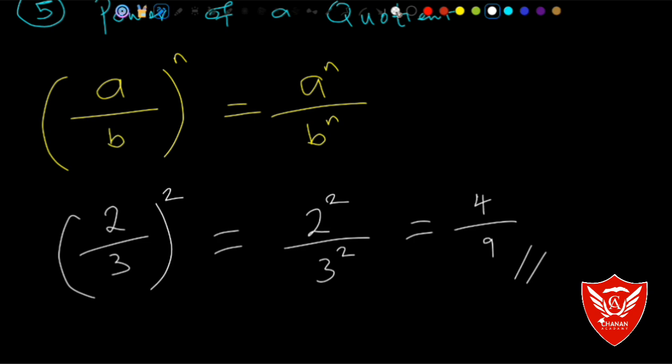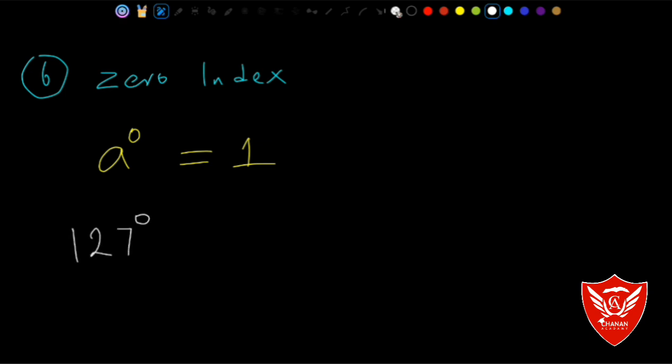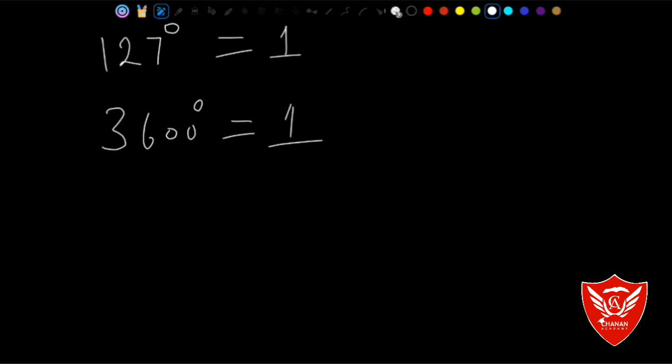Alright, let's look at the next one. Zero index. If we have a raised to the power of 0, this is equal to 1. Now let's take an example. If we have 127 raised to the power of 0, the answer is 1. If we have 3600 raised to the power of 0, the answer is still 1. Alright, so let's look at the next one.